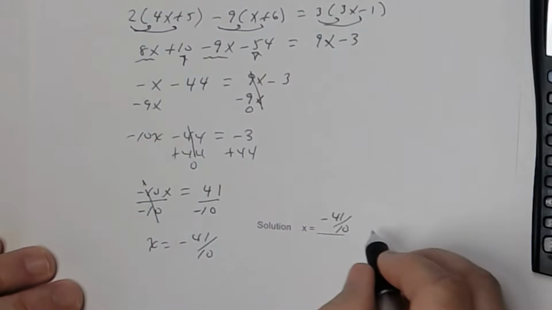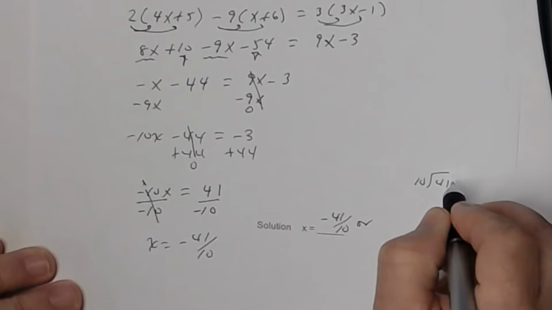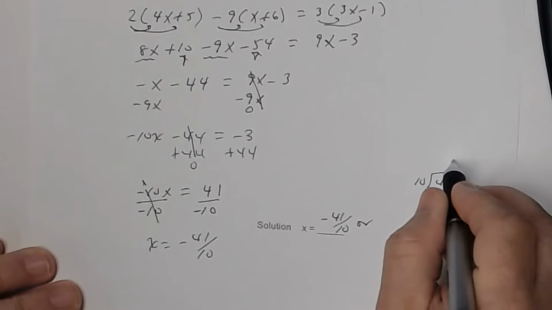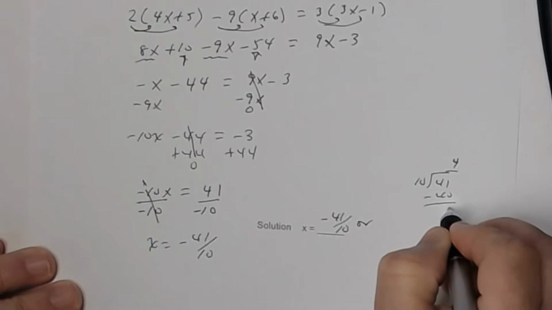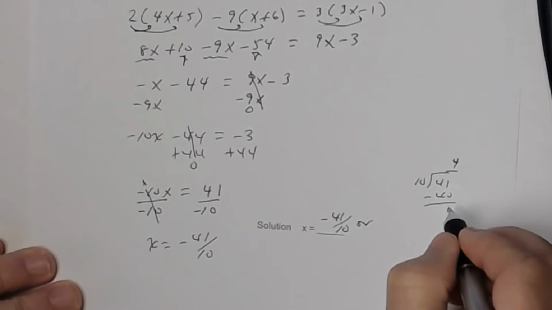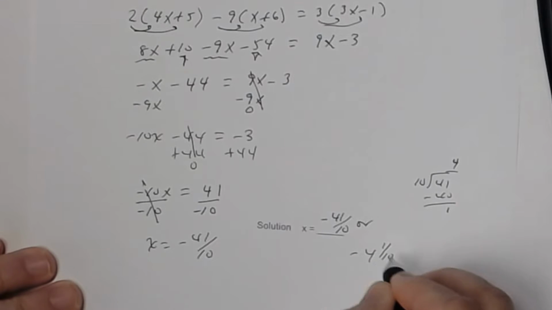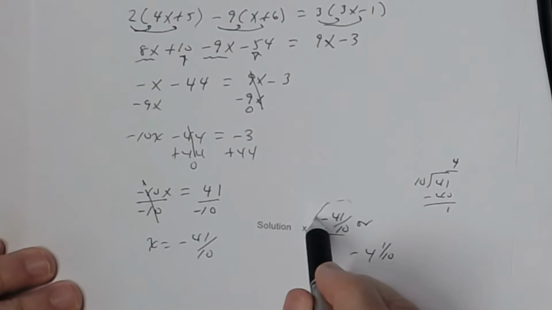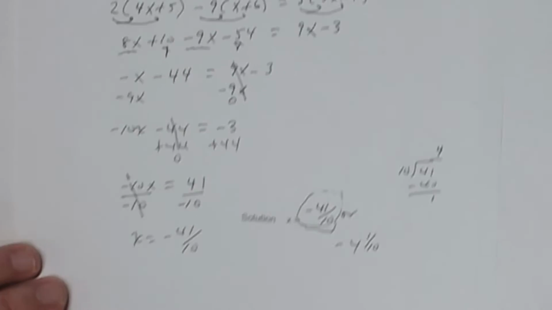Now, if you want to write this as a mixed number, you can. So you'd say 10 into 41. 10 goes into 41 4 times. 4 times 10 is 40. Subtract, you get remainder 1. So you get 4 and 1/10. In this case, it's negative. Negative 4 and 1/10. But this is the way most students will write it. All right, so that was number 2.